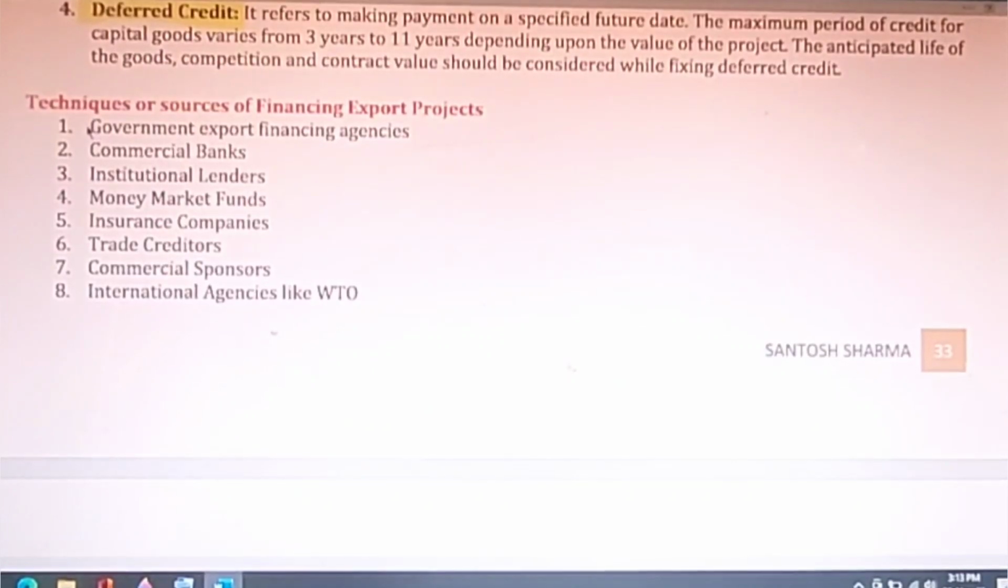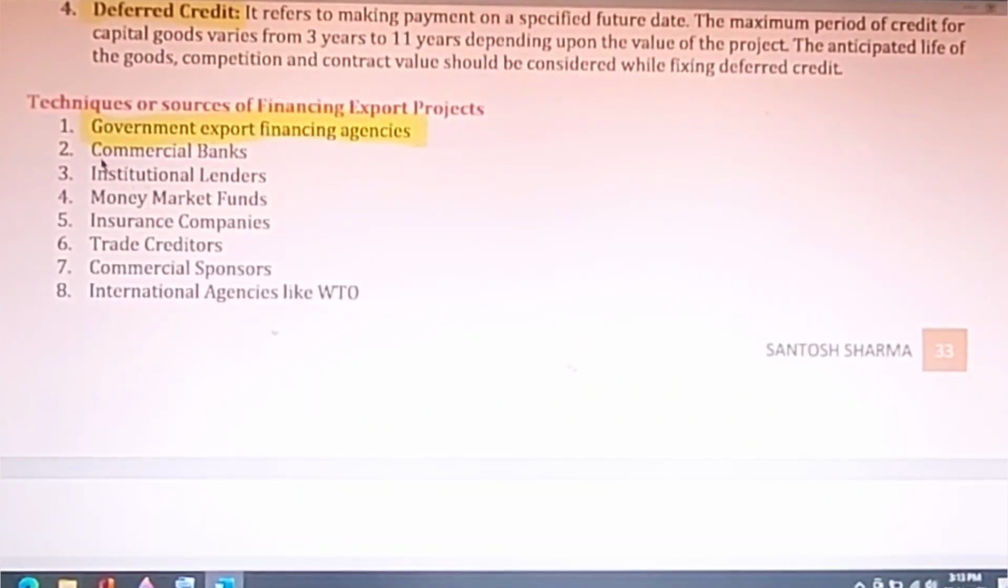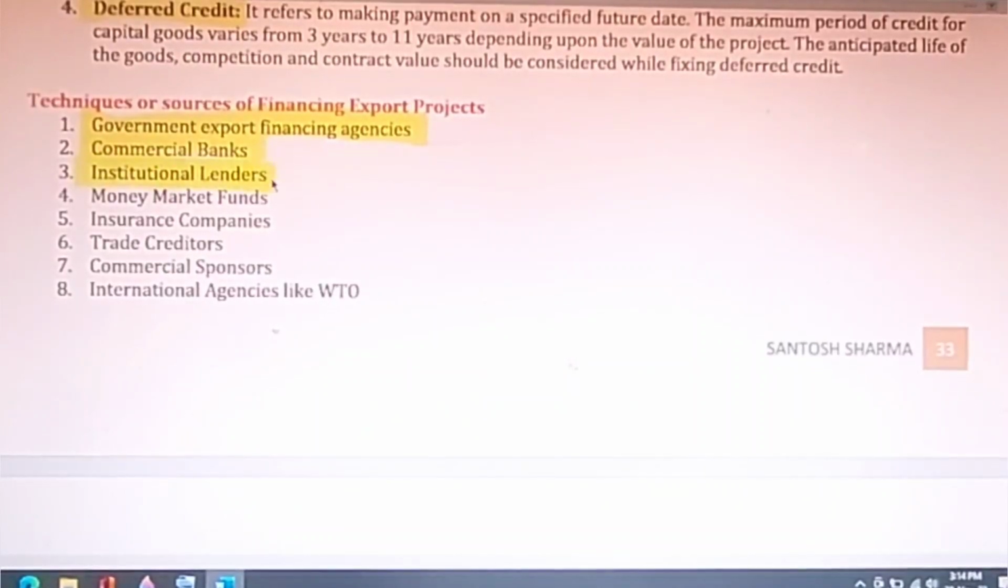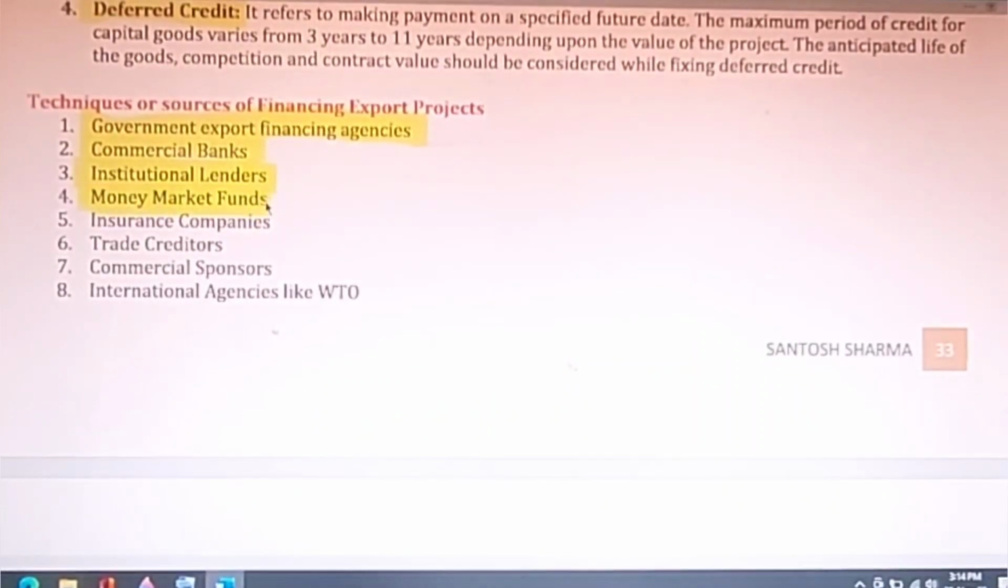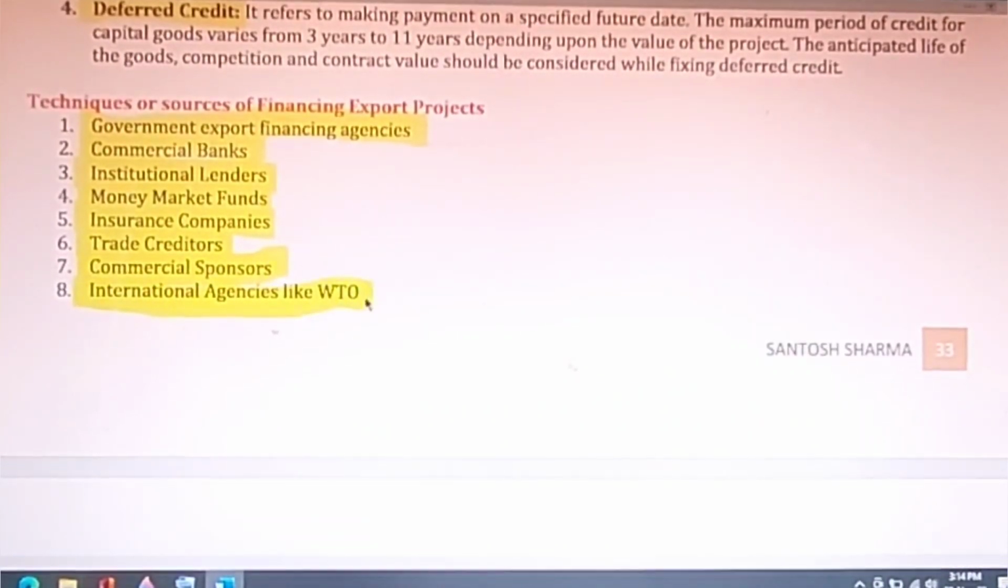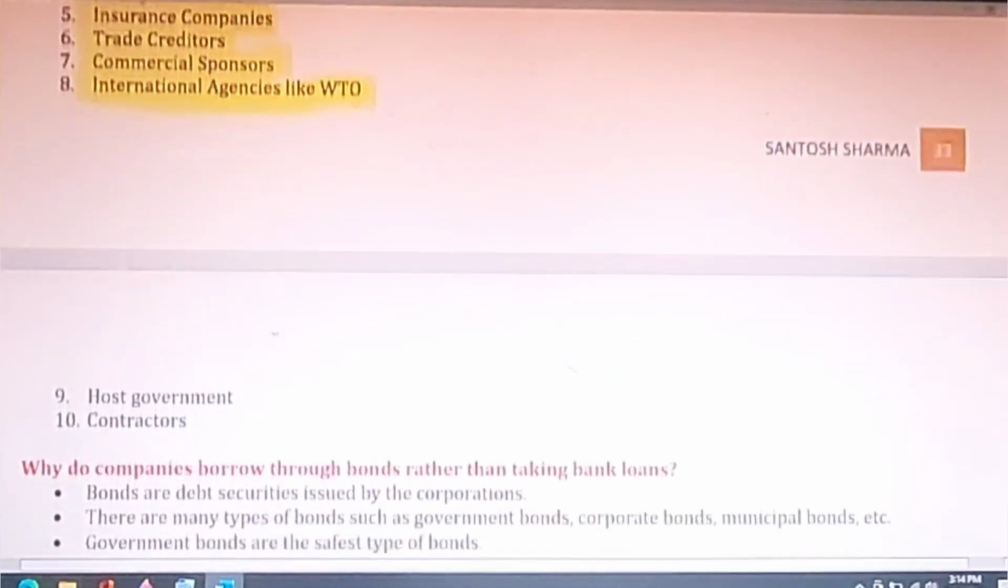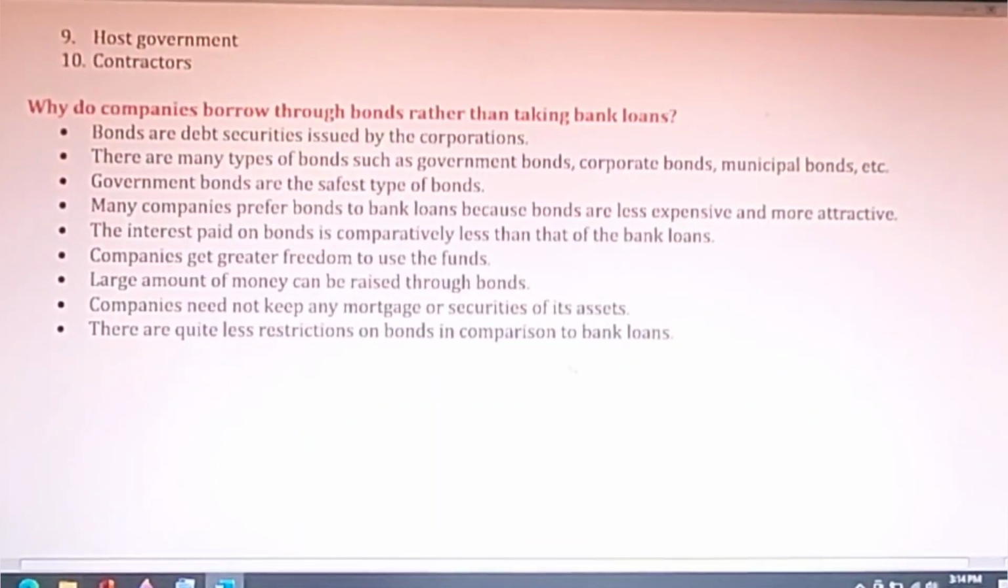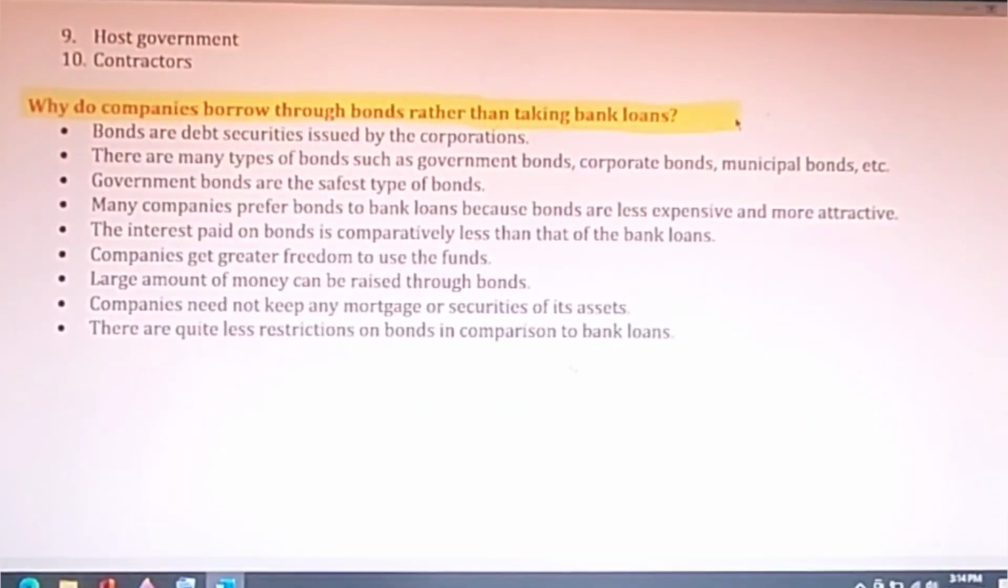There are different techniques or sources of financing export projects. The first one is government export financing agencies. They provide finance for foreign projects. Second one is commercial banks. Third one, institutional lenders. And fourth one, money market funds. The fifth one is insurance companies. The sixth one is trade creditors. The seventh one, commercial sources. And lastly, international agencies like WTO, which also provide for financing the projects.